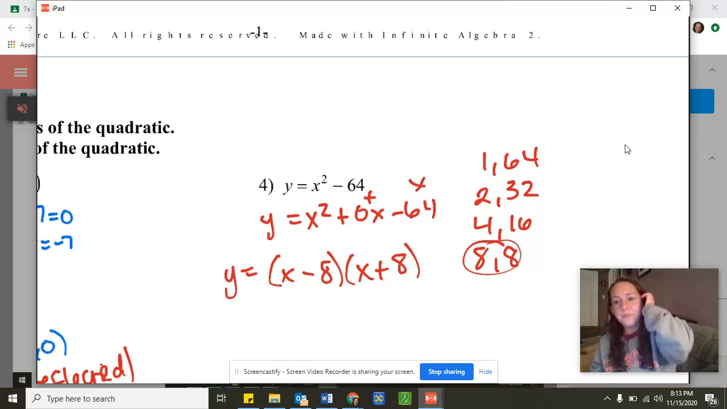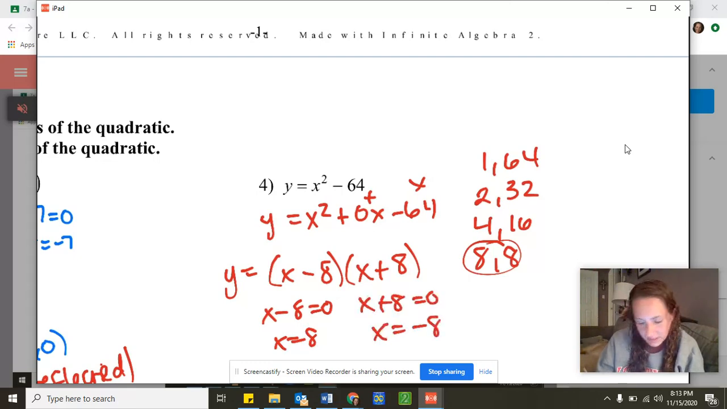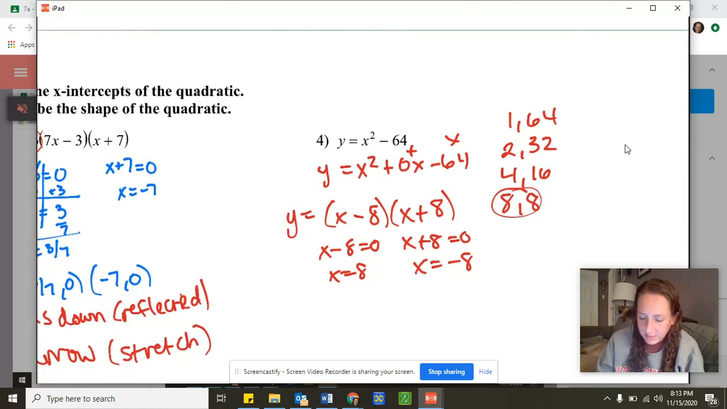So in this case, when x minus 8 equals 0, I get x equals 8. When x plus 8 equals 0, I get x equals negative 8. So in this case, my x-intercepts are the points 8, 0, and negative 8, 0.